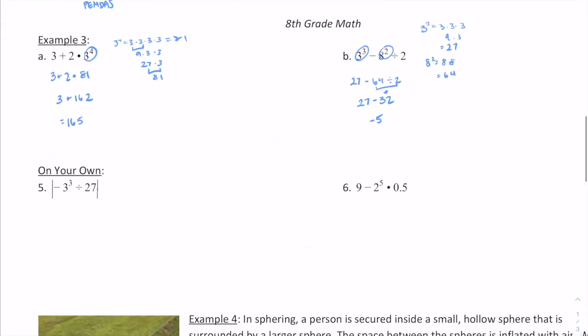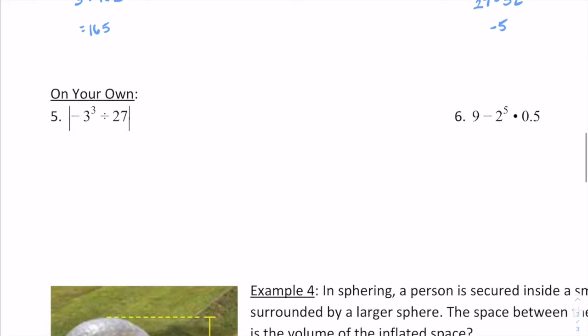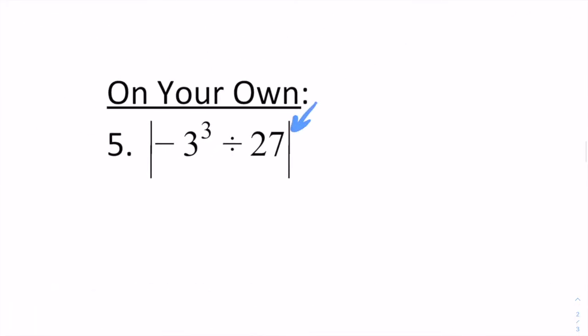When you guys try the next one on your own, remember, if you don't know what these symbols are, these are absolute value symbols. Absolute value, if you don't remember, is the distance it is from 0. So at the very end, figure out how far your number is away from 0, and that is always going to be the absolute value of the number.